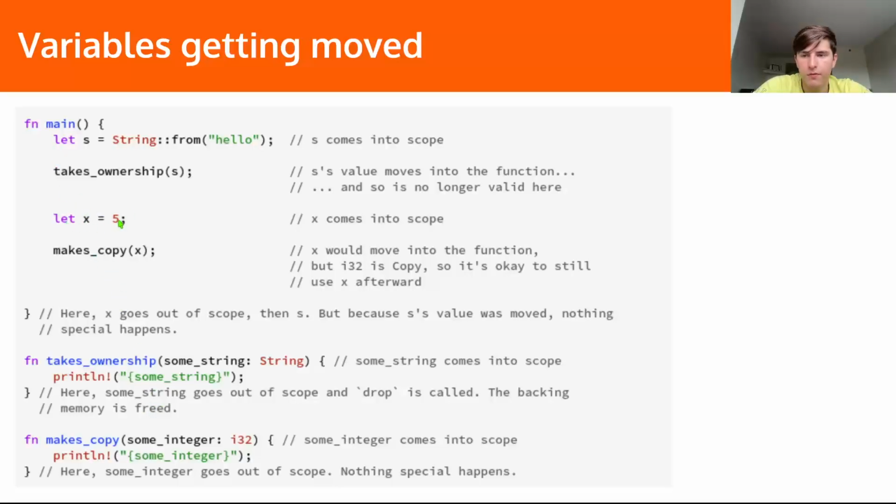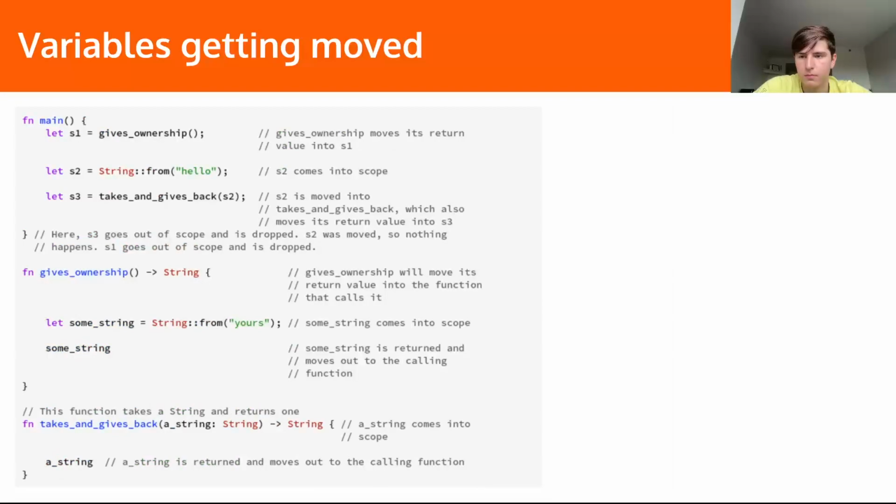Whereas for a primitive value like 5 that lives exclusively on the stack, you can copy this as much as you want. There's no heap value to be owned. Whereas here, gives ownership returns this value some string, and gives it to the s1 variable. The same is said for here. This would be yours, this would be hello. This is essentially the same thing.